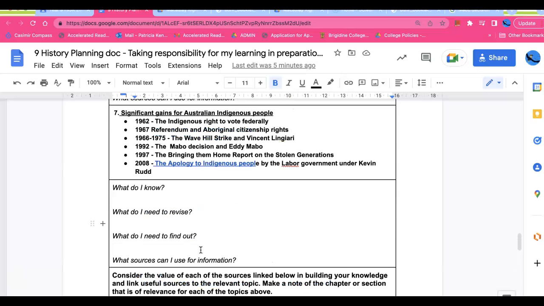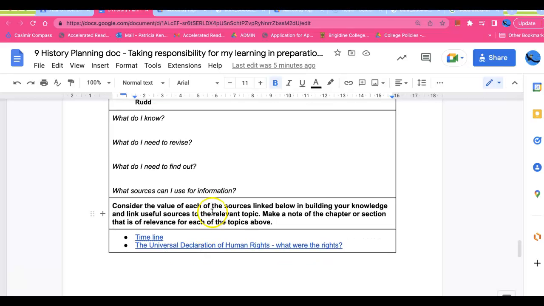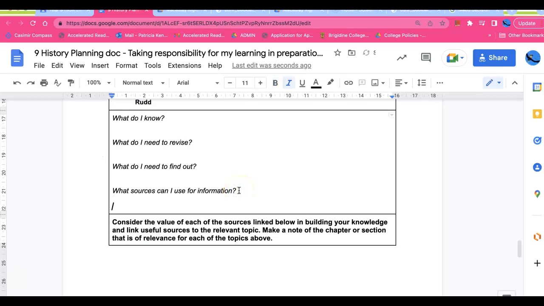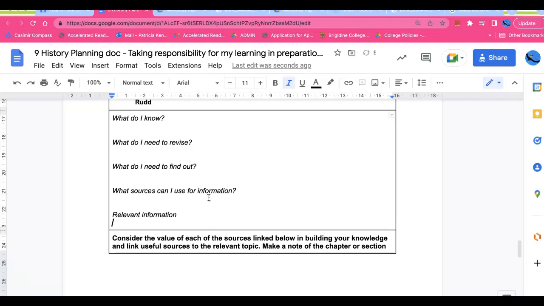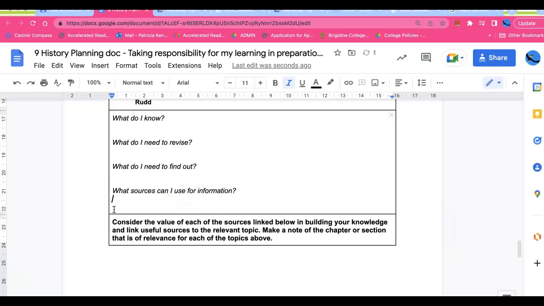And what you will do is answer these questions. If you like, you can even add another column where you make your notes. You could add a little topic here, which is relevant information, then use those sources to make notes. So you're creating a lovely document that's full of relevant information to these particular topics.